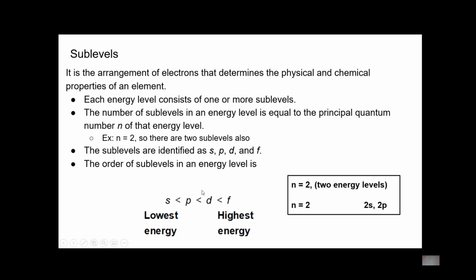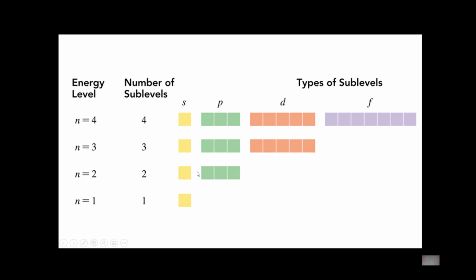The sublevels are identified as S, P, D, and F. The order of the levels starts with the lowest energy and goes to the highest energy. And this is a look at what it is. So n equals 1, we have one sublevel, it's an S. n equals 2, we have an S and a P. And I'm going to break these all down for you, why we see more of others. n equals 3, the sublevels are an S, a P, and a D.